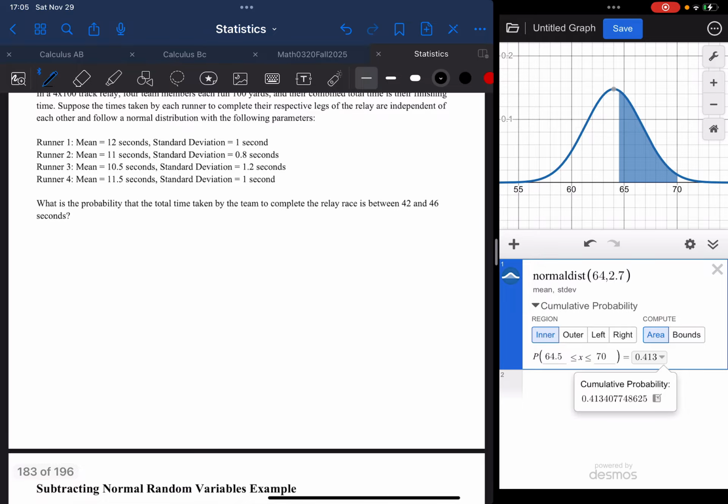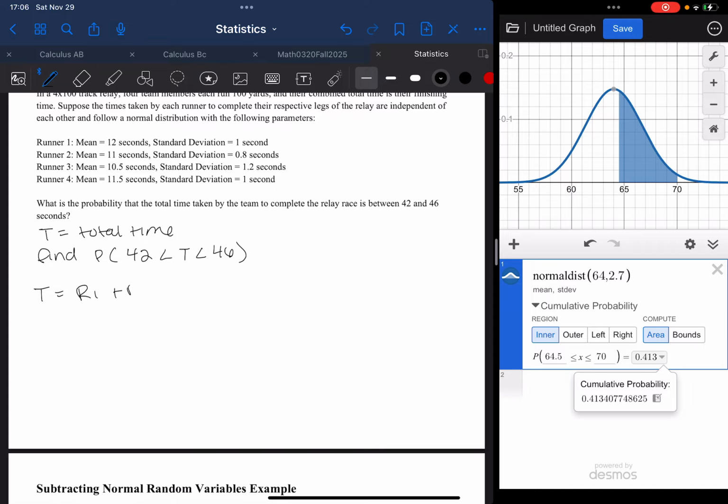It says, what is the probability that the total time taken by the team to complete the relay race is between 42 and 46 seconds? So we follow our 4 C's. So we're going to say our random variable t is going to represent the total time. And we are trying to find the probability that the total time is between 42 and 46 seconds. Okay, well, let's represent this random variable t to represent the total time of all the runners.